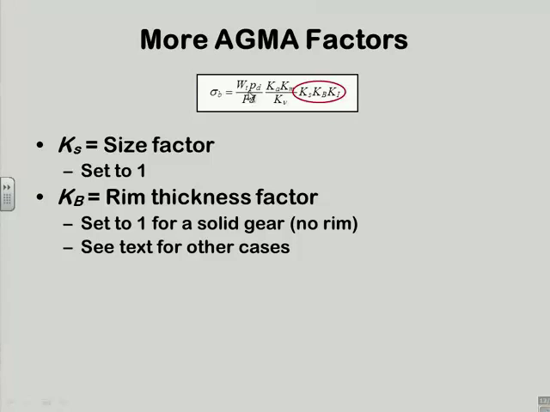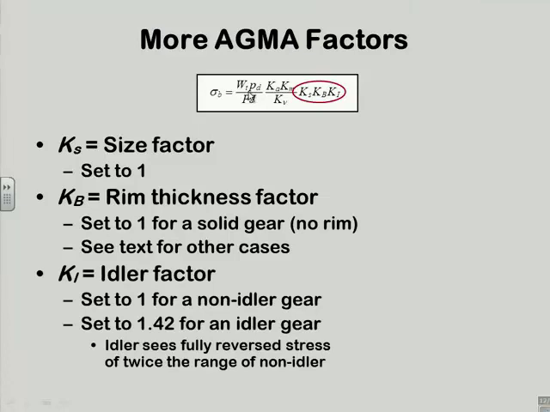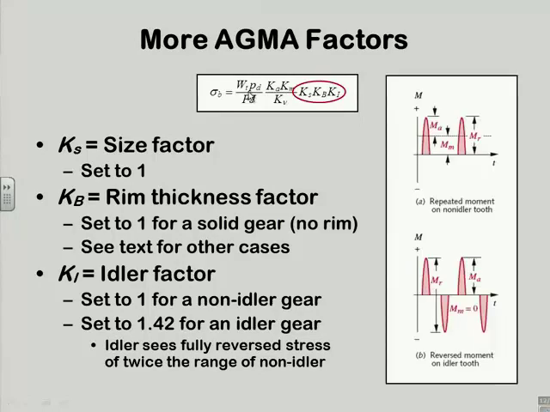The rim thickness factor, KB, is 1 for a solid gear because there's no rim. And in the text, I give you some clues from AGMA as to what it should be for a gear with a rim. And the idler factor we mentioned earlier is square root of 2 for an idler and 1 for a non-idler. And that accounts for the fact that I have the higher stresses on the idler, which is this picture that you saw earlier. So here's a regular gear, there's an idler.